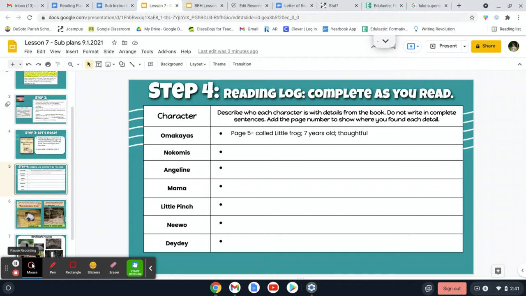So I want you to go add character traits for Angeline and Omakais. Don't forget to add your page number, and you're not copying and pasting all those words. We're taking notes. So you're copying down important details.